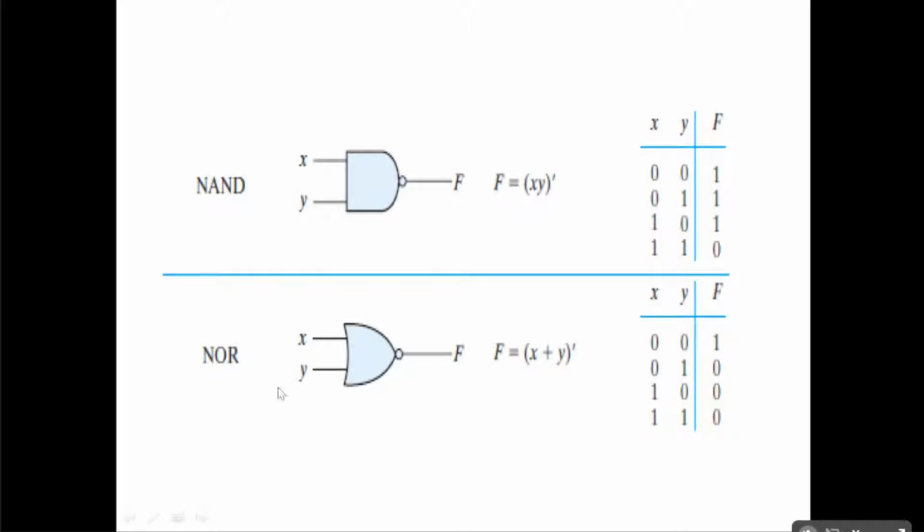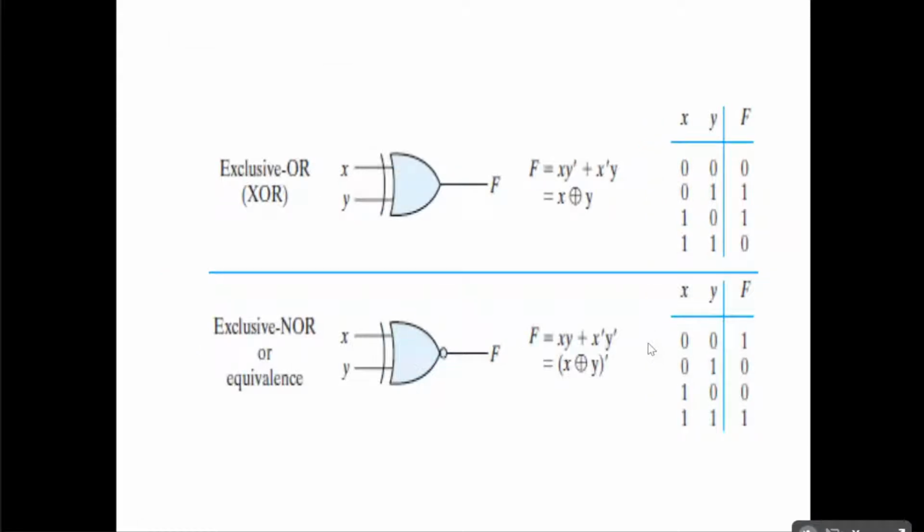Next one is NOR gate. This is the symbol for NOR gate and this is the equivalent equation. Then this is the truth table for NOR gate. If you apply 0, 0 as input, it will produce 1 as output. Then 0, 1 means 0 as output, and 1, 0 as input also gives 0 as output.